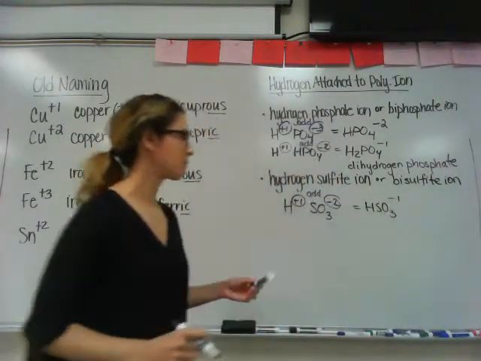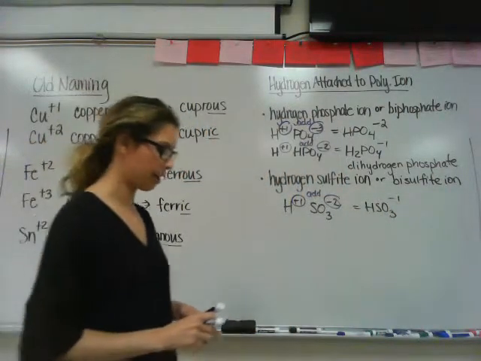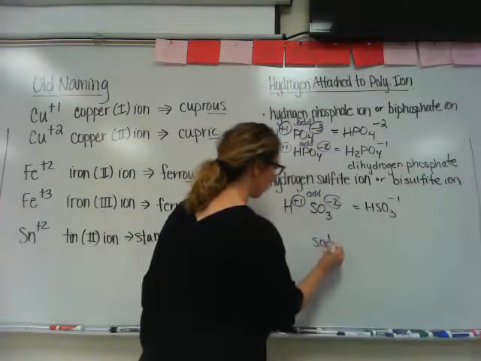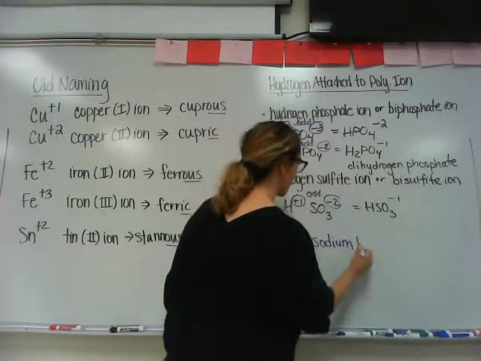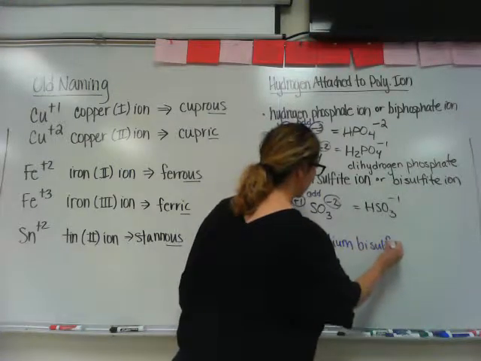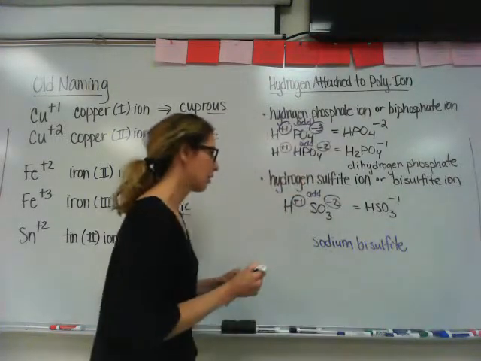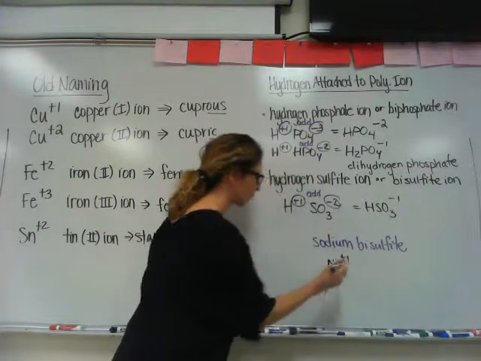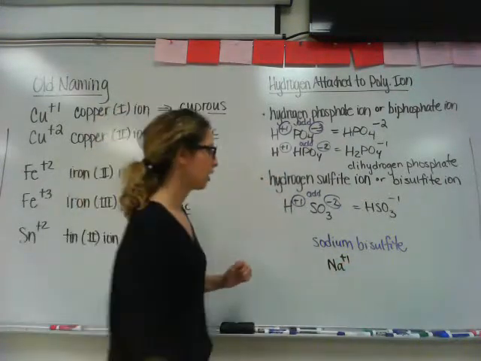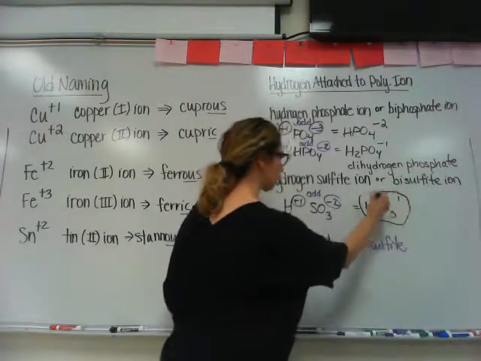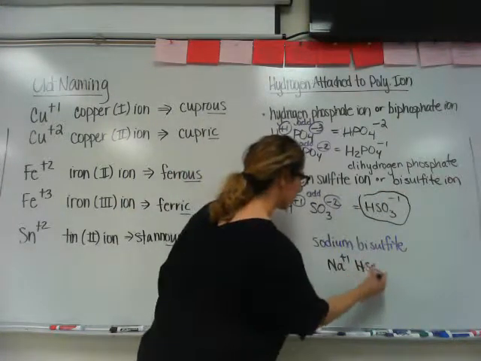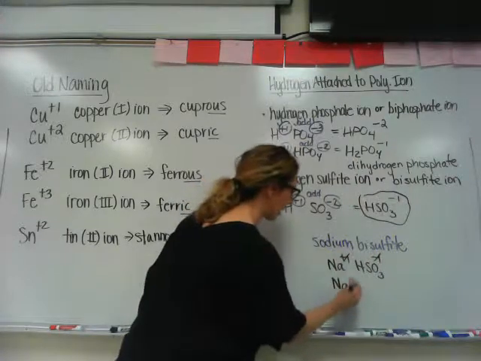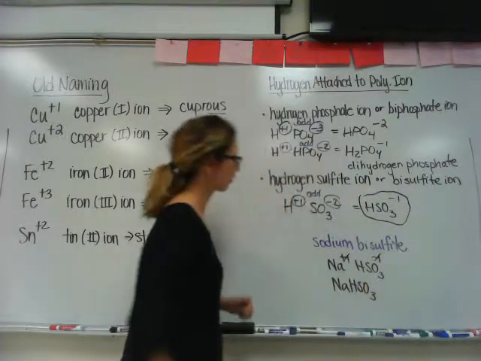ion, okay? And if you were putting this ion in a compound, let's say I was going to write the chemical formula for the sodium bisulfite compound, then what you would do is you would take sodium, which is Na, with a +1 charge, and then this is your bisulfite. The numbers and the charges will cancel. You'll get NaHSO3.